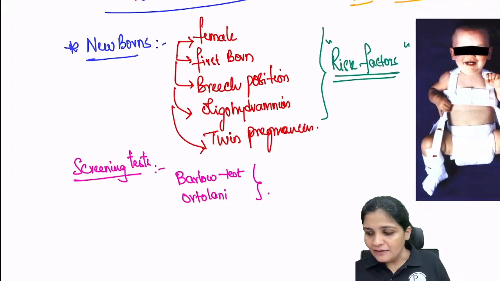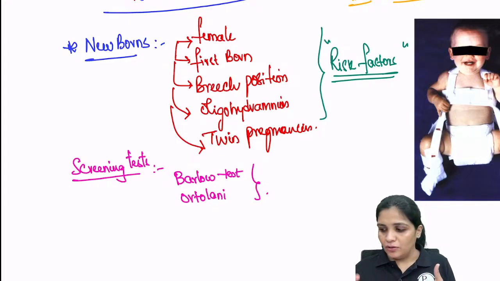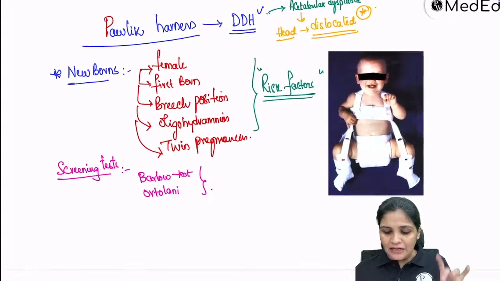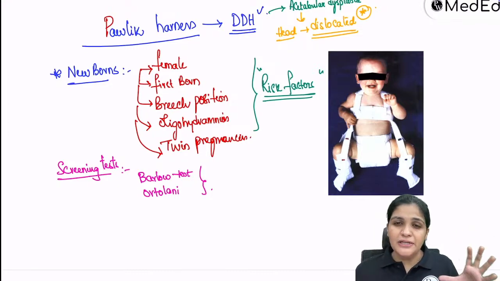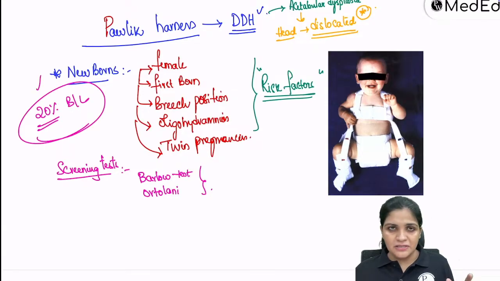And now when the baby starts walking, then you have your Galeazzi test, your Klisic test, right? And all those, your Klisic sign. But the screening tests are two, Barlow's and Ortolani, and these are the risk factors. If it is a female, firstborn, breech position, with oligohydramnios and twin pregnancies, it is usually seen, 20%, usually it is bilateral. Okay, 20% it is bilateral.